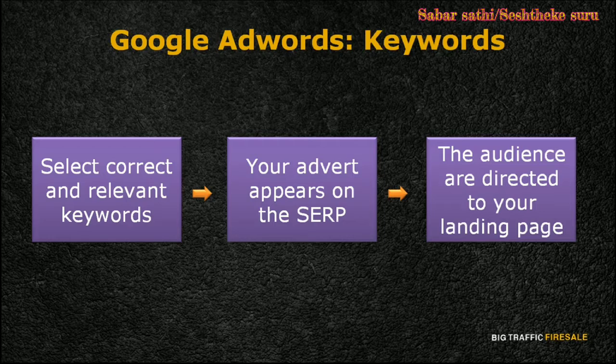what makes Google AdWords work. Keywords. Selecting the correct and relevant keywords to direct the audience to your landing page is key. As the advertiser, you select a keyword that a searcher might type when they search for their particular interest on the Google search engine. Then you create an advert that will appear on the SERP based on the keywords.